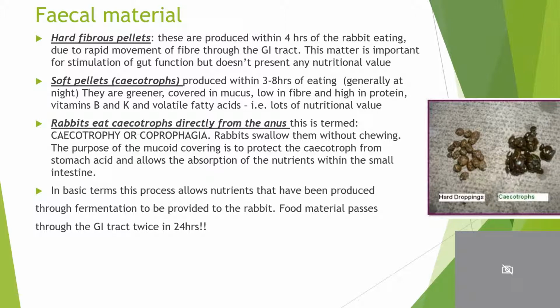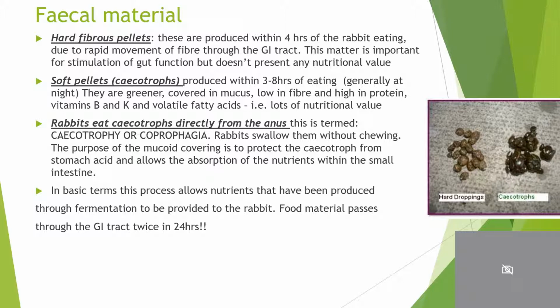Fecal material. The following is very important for you to be aware of, so please make note of this. We have hard fibrous pellets. They're produced within 4 hours of the rabbit eating, and this is because of the rapid movement of the fibre through the GI tract. This matter is important for stimulation of gut function, but doesn't present or produce any nutritional value.